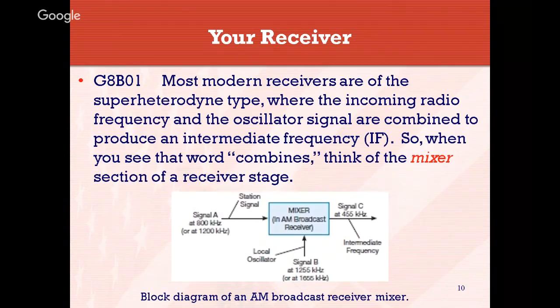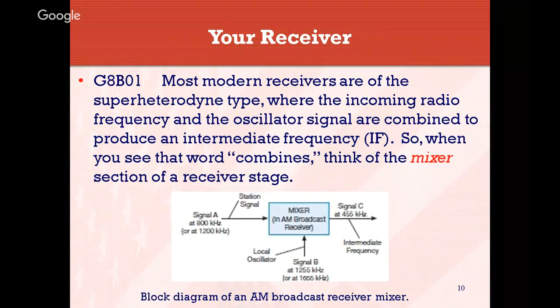So most modern receivers are of the superhet type these days, where the incoming radio frequency and the oscillator signal are combined to produce an intermediate frequency, or an IF, in that IF stage. So when you see that word combines, think of the mixer section of a receiver stage. Combining and mixing should pretty much be synonymous, particularly with this question here.